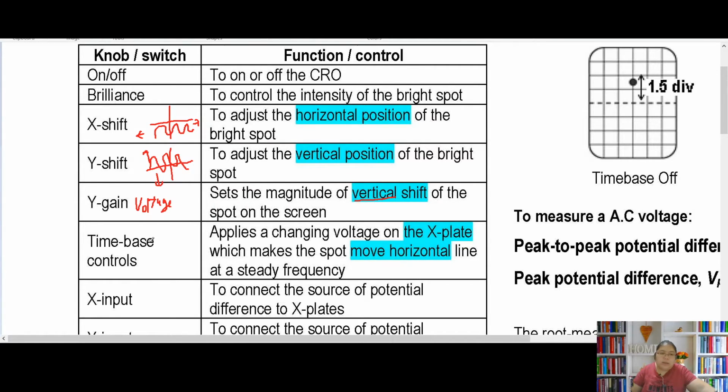Okay, time-based control. Time-based control means that later you need to read about the period. Okay, the time. How do you read this one? This one we read by the horizontal line. Y gain is a vertical line. That means Y-axis. This one is the X-axis. So from here they apply the changing voltage on the X plate, which makes the spot move in a horizontal line at a steady frequency. So later I will show you how to count.